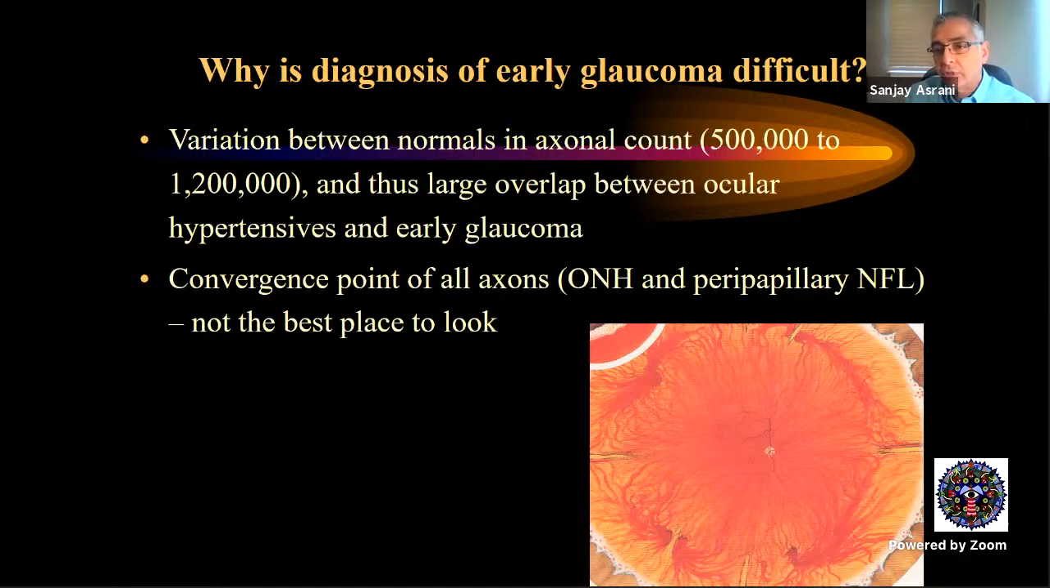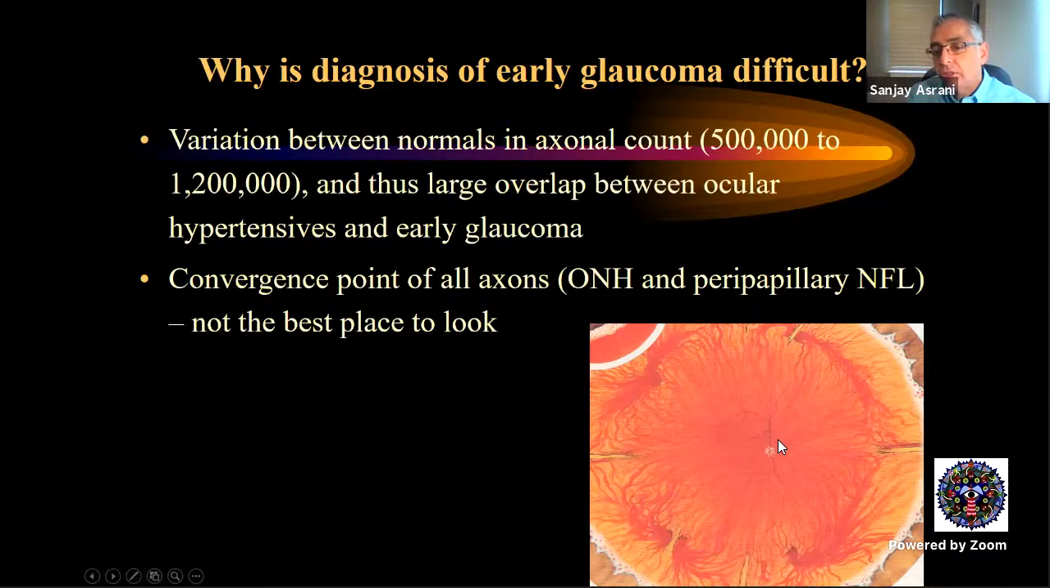Our optic disc rims would look quite different. It could look the other way. I might have 1.2 million, but a large disc, and I might look like a glaucoma suspect, and you might have only 500,000 in a small disc and look completely normal. One must remember that the convergence point of all the axons is in that optic disc.